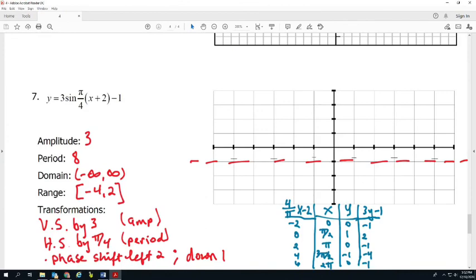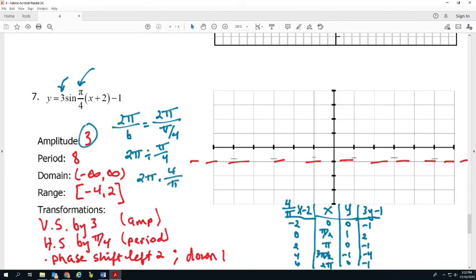Okay, on this next one, I kind of went ahead and filled in a lot of things. For one thing, what I want you to notice is that you have a vertical stretch by 3, so that's going to change your amplitude to be this 3 right here. Your period is a little bit different. That b value, you're going to be doing 2 pi divided by b, so that will be 2 pi divided by pi over 4. So 2 pi divided by pi over 4 is the same thing as 2 pi times 4 over pi. So those pi's cancel, so that means your period is just 8. There is no pi in that this time.